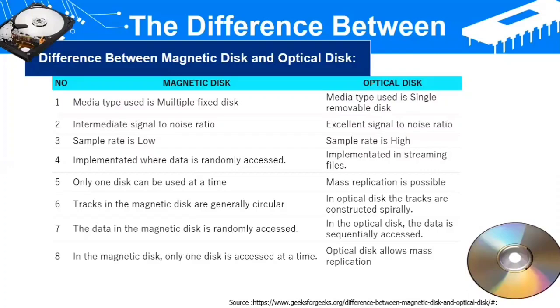The magnetic disk is randomly accessed, and in the optical disk, the data is sequentially accessed. And the last difference: in the magnetic disk, only one disk is accessed at a time, and optical disk allows mass replication.